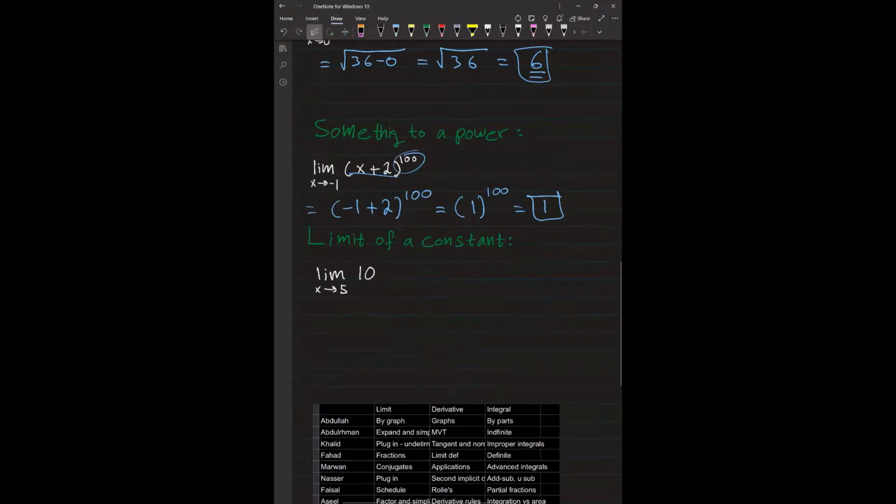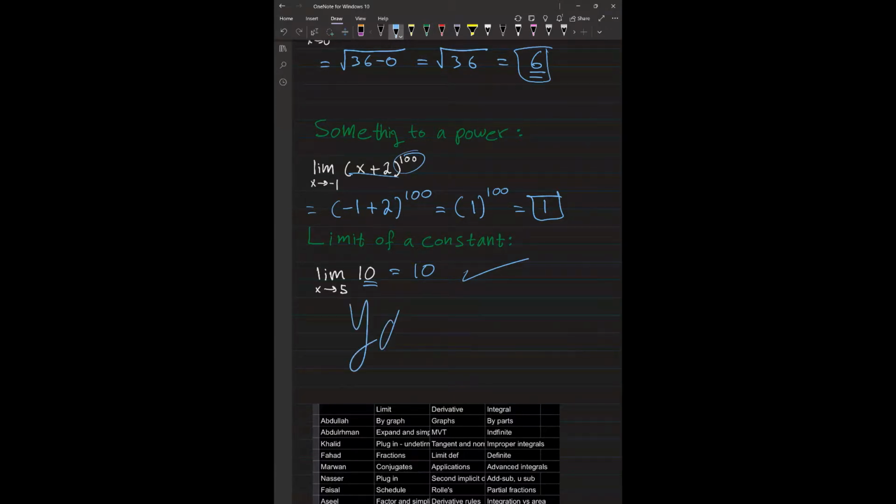Okay, and the last type is the limit of a constant. Basically, a limit of a constant, a number, is just that number, that constant. So the limit of 5, as x approaches 5, is basically 5, that number.